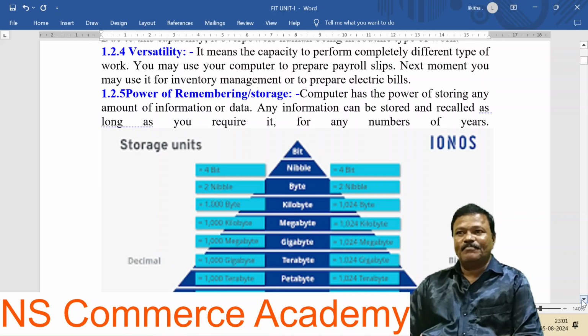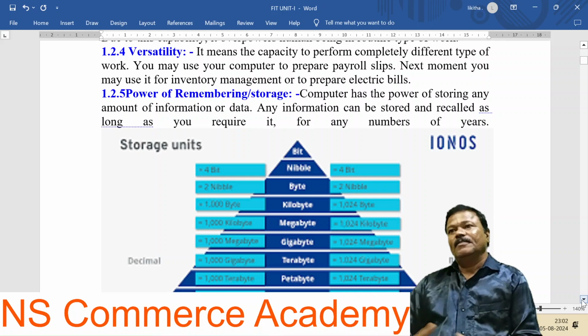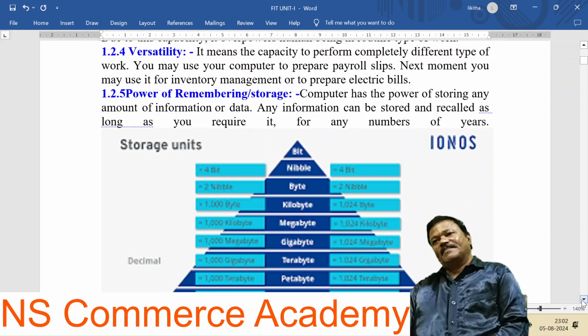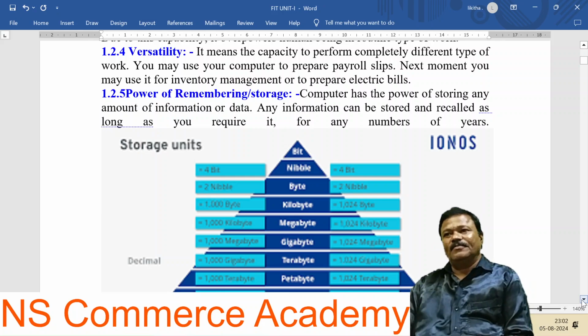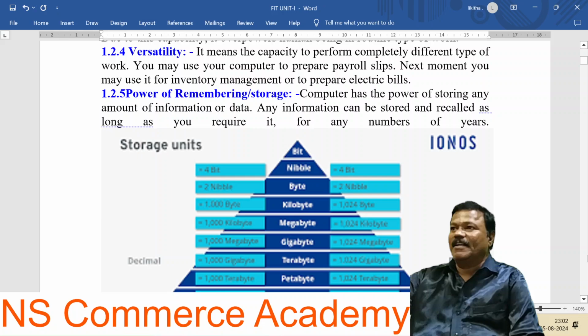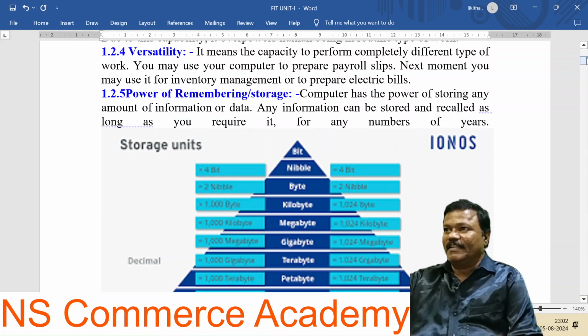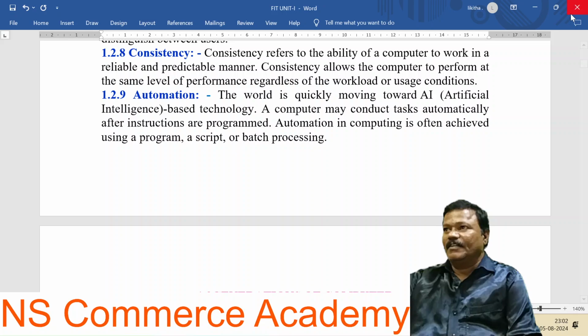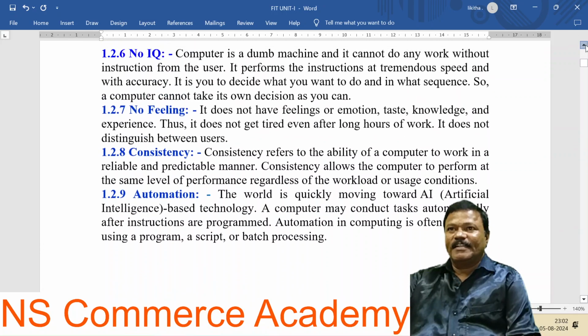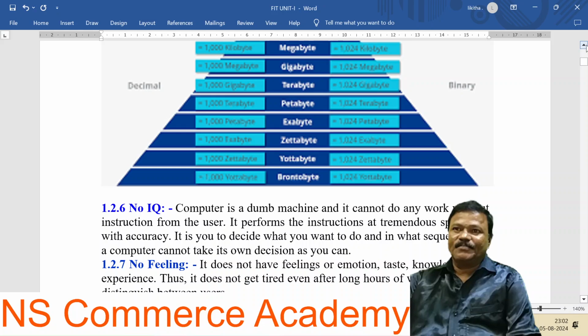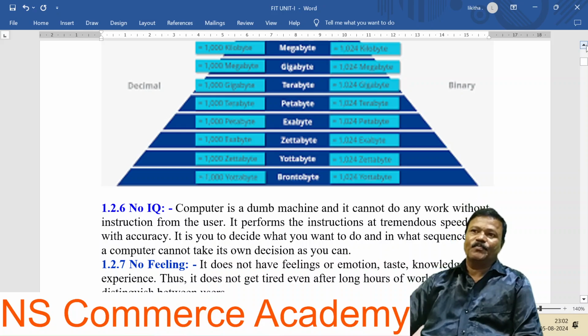So the storage of the computer is measured in terms of bits and bytes and kilobytes, megabytes, gigabytes, terabytes, petabytes, exabytes, and yottabytes, etc. And the next feature of a computer is no IQ.